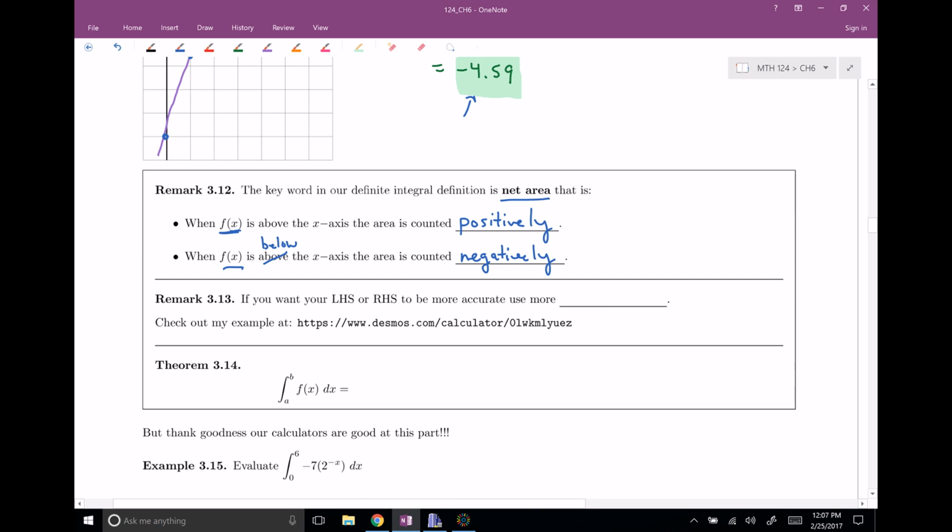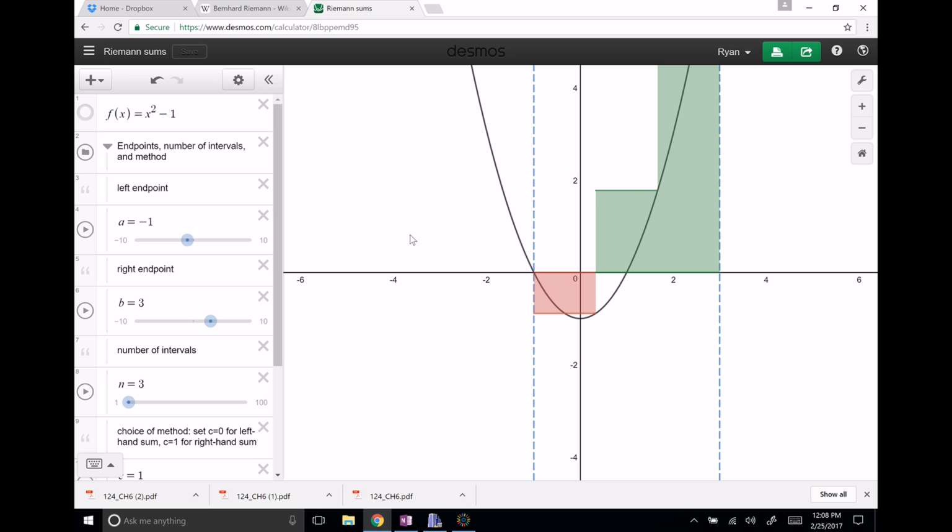The second big idea, which we actually already brought up in the first video, I kind of spoiled the surprise here, is that if you want your left Riemann sum, or your left-hand sum, and your right Riemann sum, or your right-hand sum, to be more accurate, use more rectangles. So more rectangles makes the sum more accurate. And so again, this is the link to this Desmos calculator here, and let me bring it up really quick.